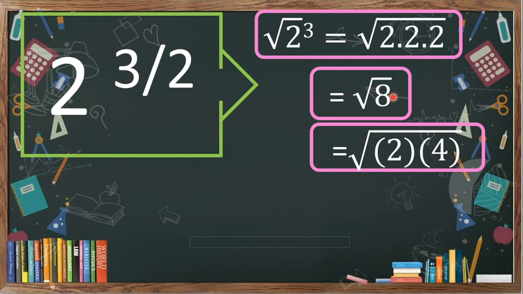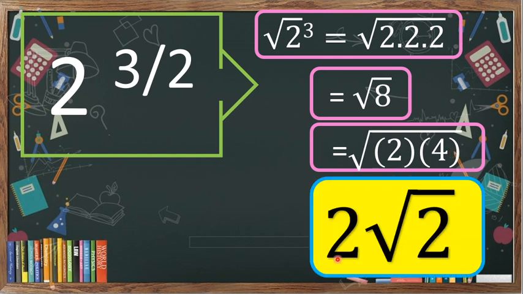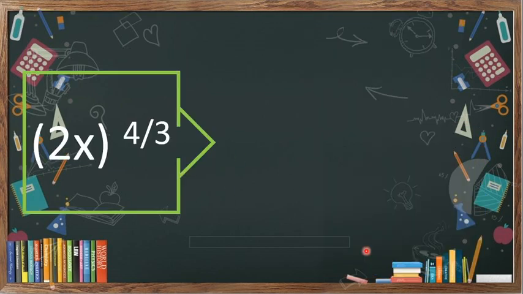But 8 is not yet in simplified form. You have to get the factor of 8, which is 2 times 4. And do you remember the square root of 4? The square root of 4 is 2. And the 2 here will remain inside because 2 is not a perfect square. So the final answer here is 2 square root of 2.